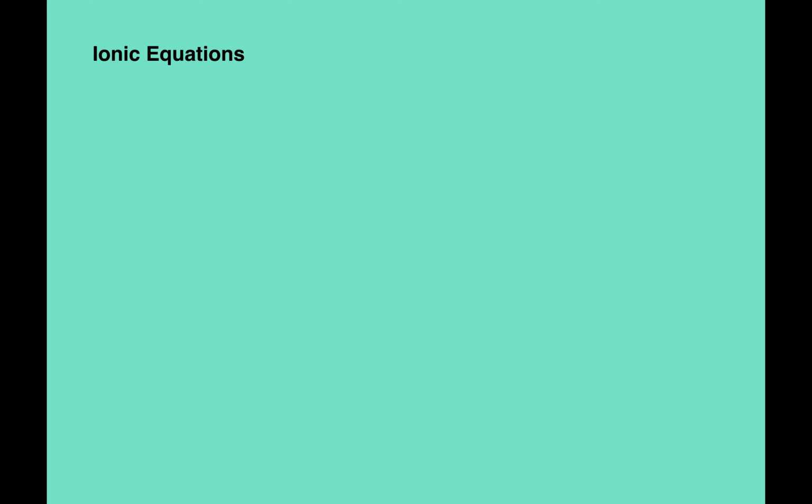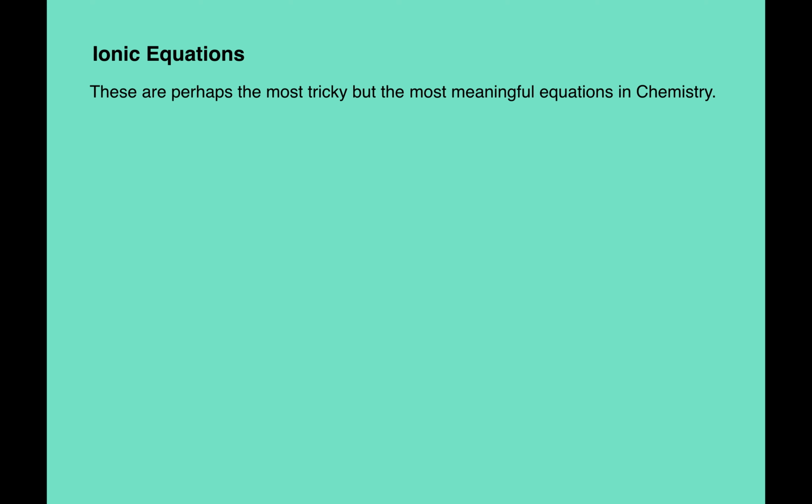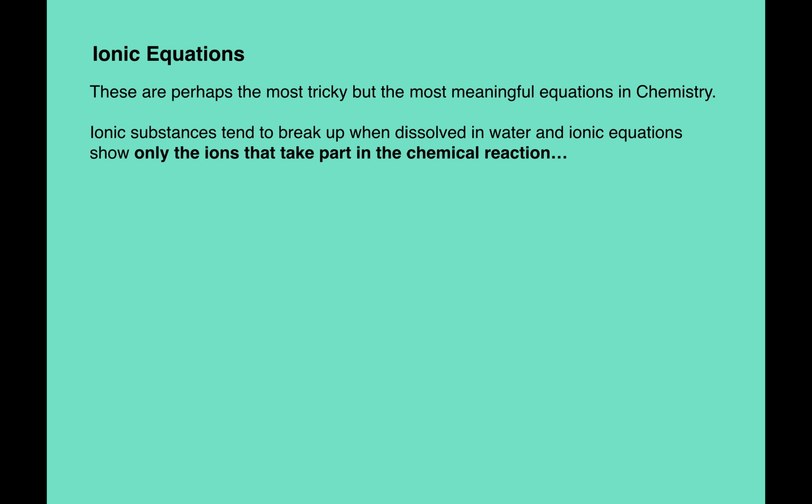One last thing before we finish is ionic equations. Ionic equations, they're the trickiest, but they're perhaps the most useful in chemistry because they only show the actual ions that take part in a chemical reaction. So let's do an example together. Barium chloride, which is aqueous, a solution, plus magnesium sulfate, again a solution, gives magnesium chloride, which is a solution, and barium sulfate, which is a solid. It's called a precipitate in chemistry.